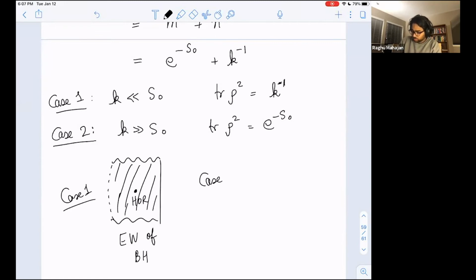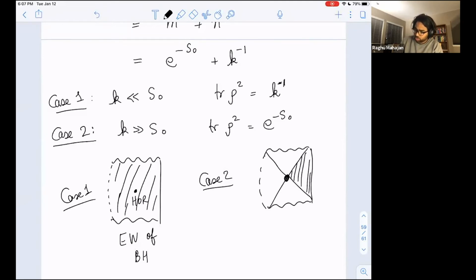Case 2 is the internal region. Now there's a lot of entanglement, k is very large. So the internal region should belong to the radiation. And indeed, you get a quantum extremal surface here, and the black hole is responsible for only this part of the spacetime. So now this is the entanglement wedge of the black hole.